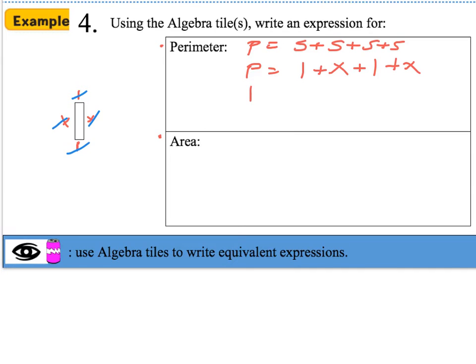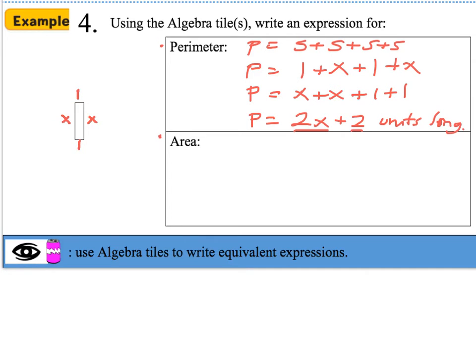We can use the commutative property of addition to rearrange our tiles or our terms. So x plus 1 plus 1. All I do is I put the like terms together. So we can simplify this further. I've got 2 x's, so I can write 2x, and I've got 2 constants, and I can write it as plus 2. We cannot go further because this term has a variable and this term doesn't. So we have to make sure we put our answer. Our perimeter is 2x plus 2 units long.